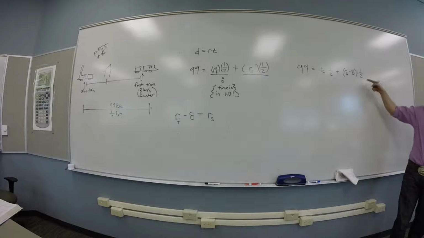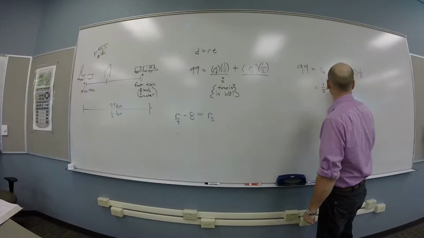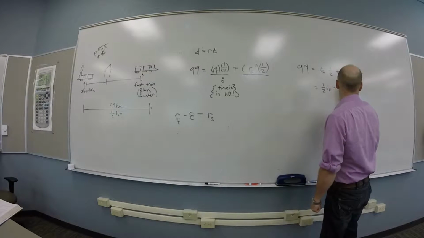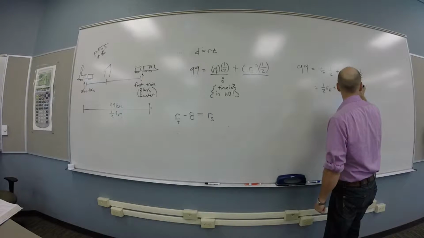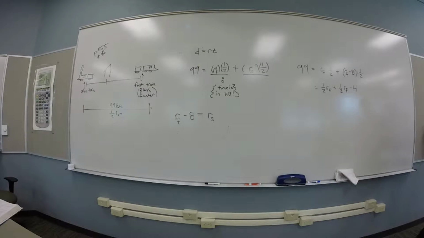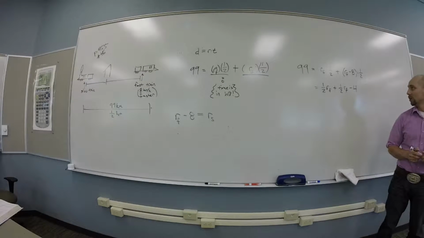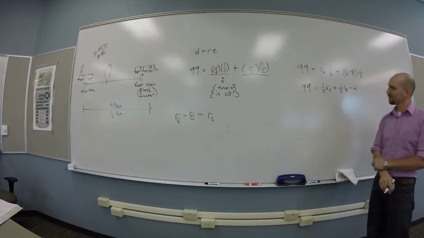And then if we distribute the half in, we'll see that we've got a half the rate of the fast train plus a half the rate of the fast train minus 4. So there's your 4 you were asking about. You guys see that? Okay, so now I've got 99 is this stuff.